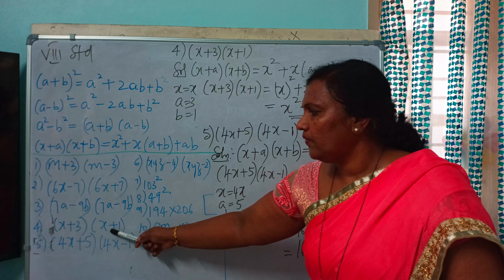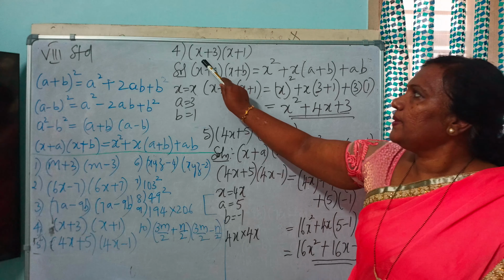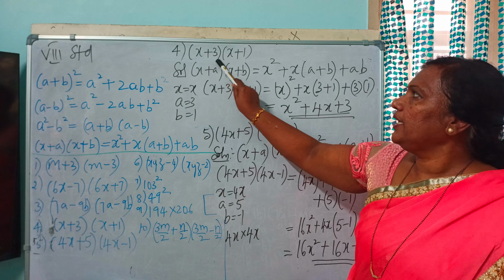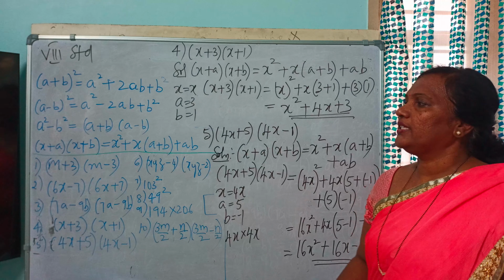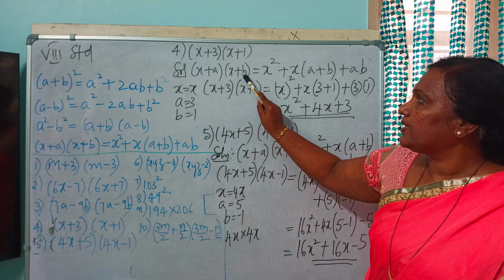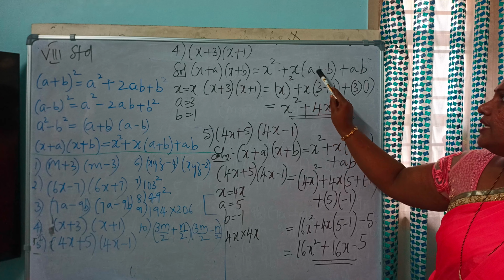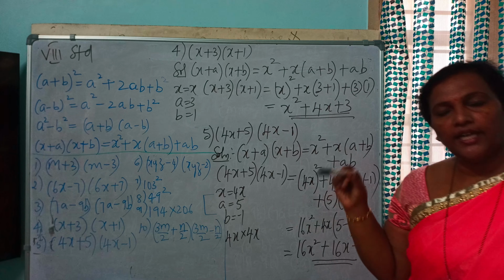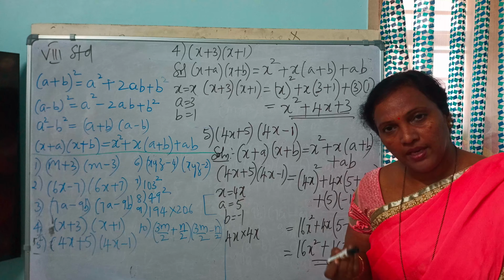See, now let us write down the fourth problem. (x plus 3) into (x plus 1). First terms are same, but a and b are not same. If first terms are same and a and b are not same, then I have to go with the fourth identity. See here, first terms are same, but the second terms are different. Correct? Then I have to use this identity: (x plus a) into (x plus b) is equal to x squared plus x into (a plus b) plus ab. While writing also, say by your mouth and write the identity.